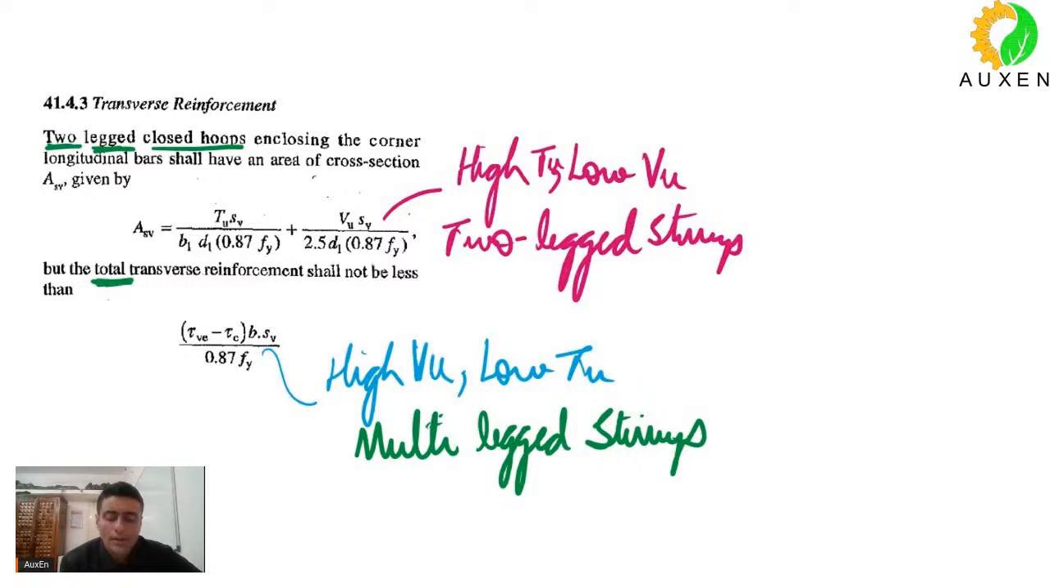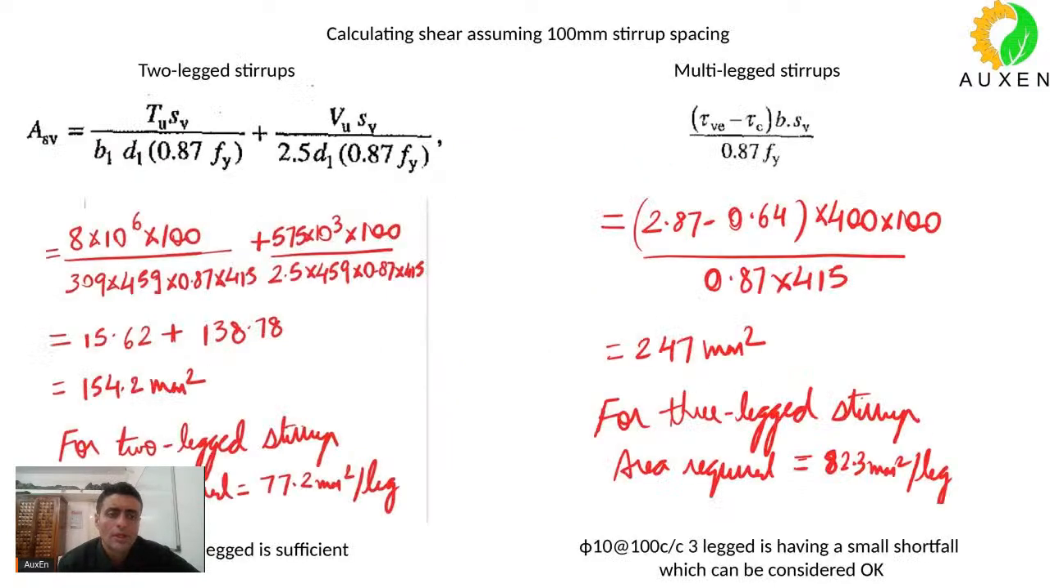So if we interpret it that way, and I think it's quite agreeable to me at least, because this second formula was for a case of high shear, low torsion. As I told you, the failure is one you get in normal shear failures. So multi-legged stirrups can be effective in that situation. So if you revisit your formula and your calculations once again, I will assume 100 stirrup spacing.